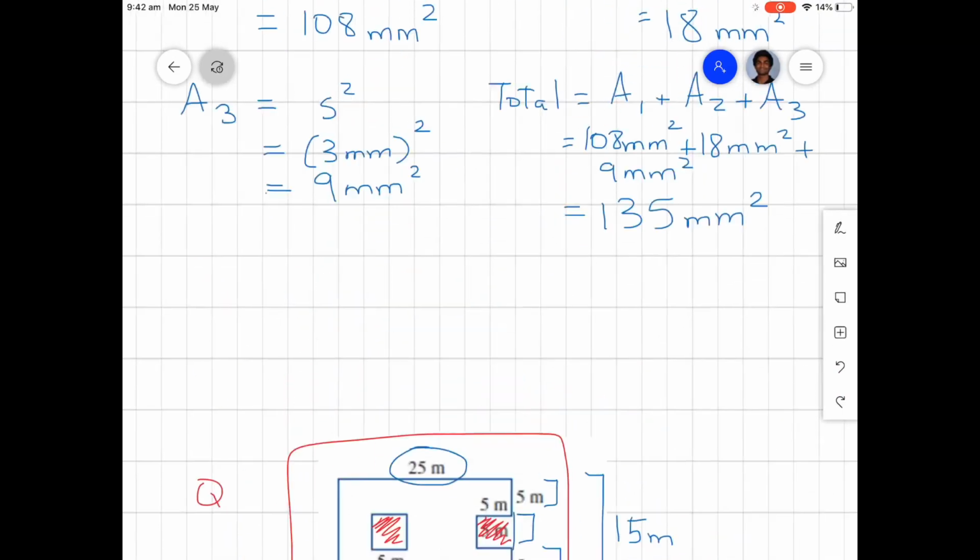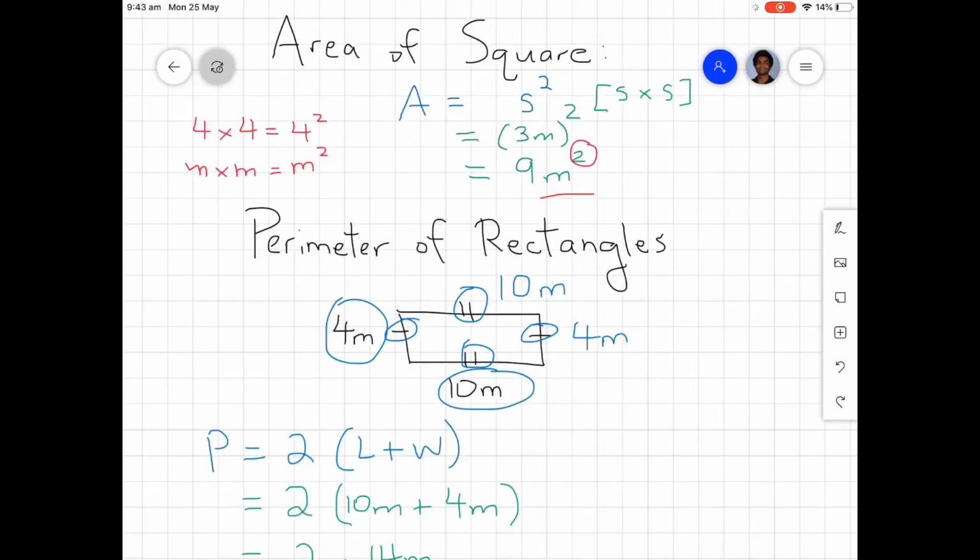So that is how you calculate the area and perimeter of squares and rectangles.